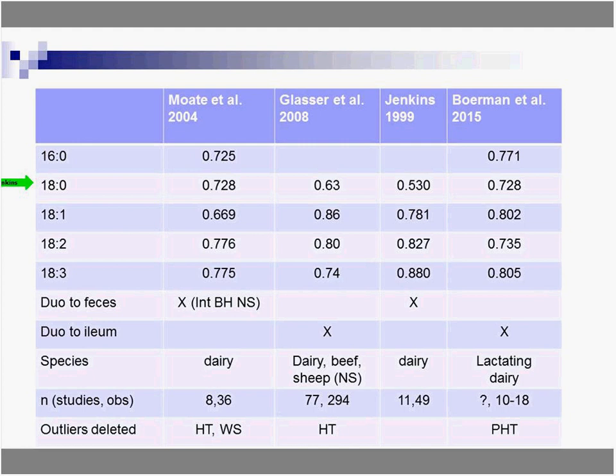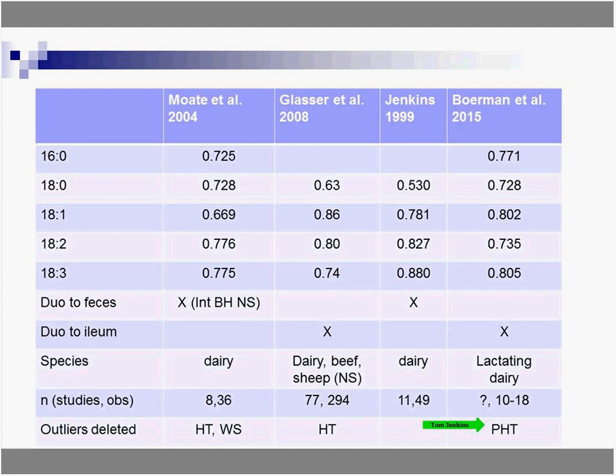So when we take a look at it, you can see variation from summary to summary. Generally speaking, our numbers for saturated fatty acids, especially stearic acid, tend to be high. All the information at the bottom is just to show what accounts for some of the variation across the 4 summaries. I won't get into that in detail, but some of them are summarizing data from only dairy, or only lactating dairy, or including sheep. And some of them eliminated fat sources like hydrogenated tallow or whole soybeans with hydrogenated tallow. So that accounts for some of the variation we see.